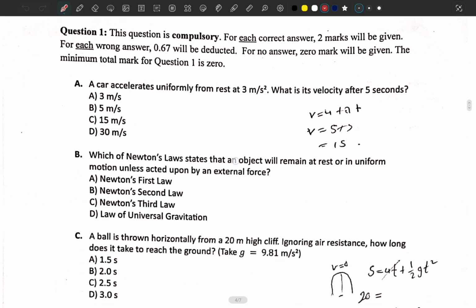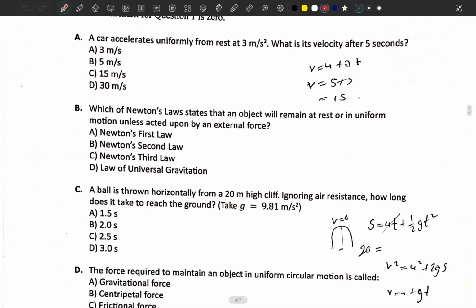All right, let's look at question 1. A car accelerates uniformly from rest at 3 meters per second squared. What is its velocity after 5 seconds? Of course, for this one, we just use the first equation of motion. It's from rest, meaning initial velocity is 0. Our acceleration is 3, time is 5. So we get v as 15 meters per second.